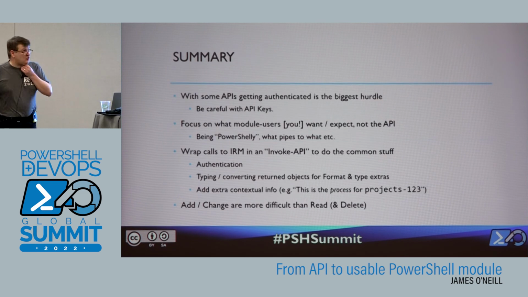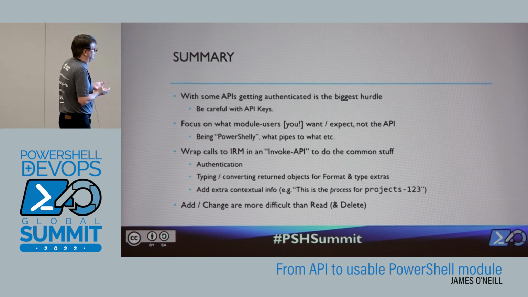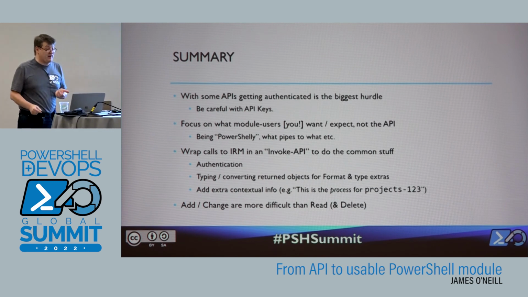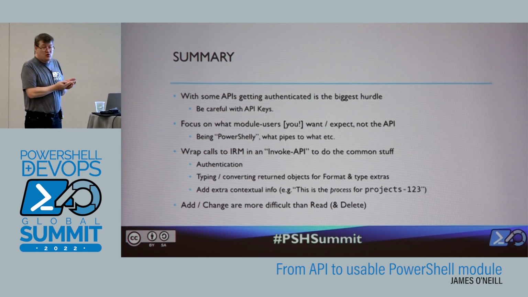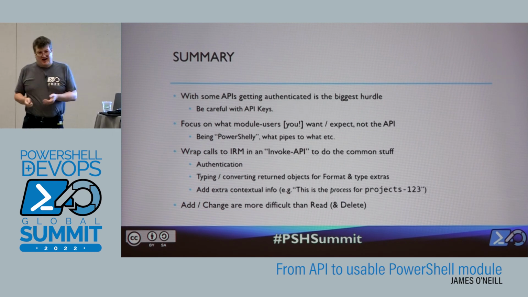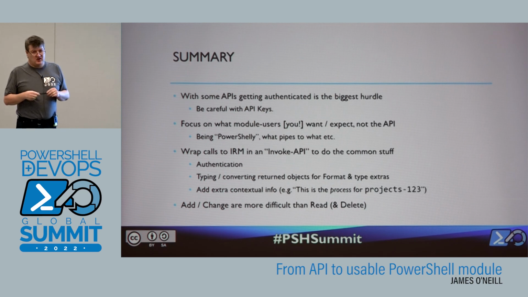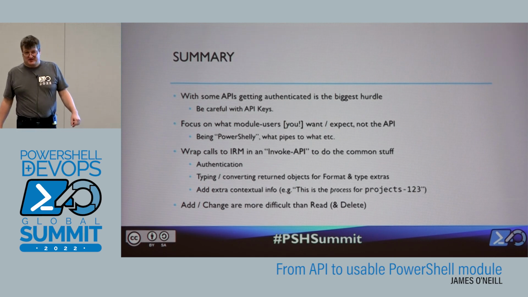So, quick summary then. Getting authenticated can be the biggest hurdle. Take care with the API keys once you've got it. Focus on the user expectation, not the API. Be PowerShelly. And if you can wrap all your calls into an invoke API method, that saves an awful lot of repetition. And the last bit, as I said before, reading is easier than anything, and adding and changing are the more difficult ones.